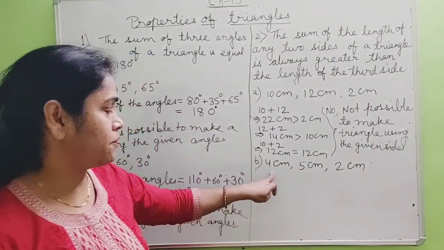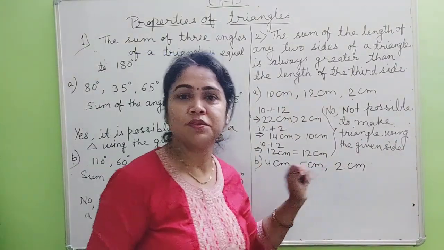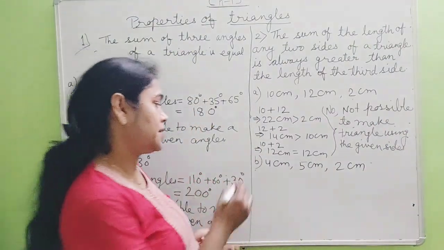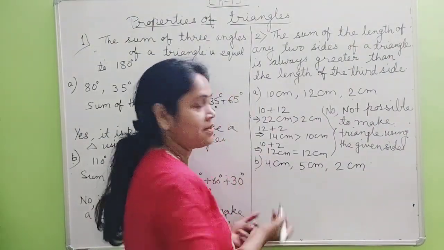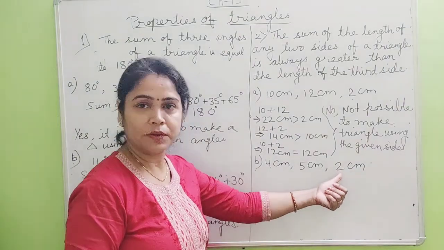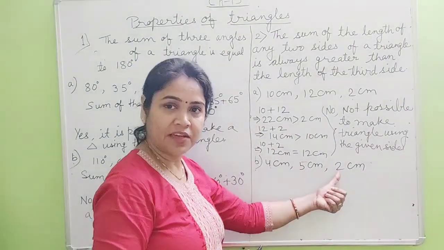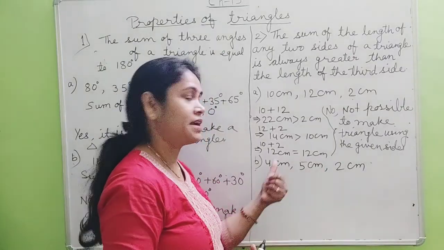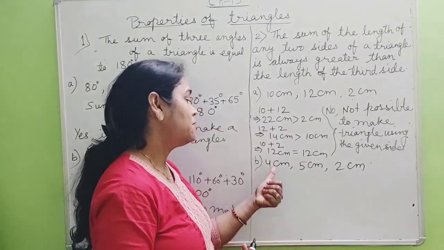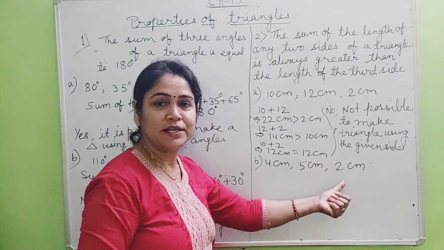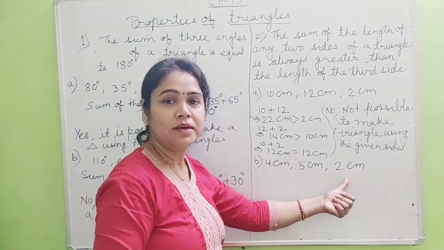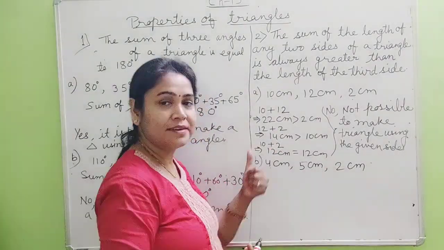Now the second question, 4 centimeter, 5 centimeter, 2 centimeter. Now we have to check again. If we add 4 plus 5, we get 9. 9 is greater than 2. Yes, it is possible. If we add 5 plus 2, 7. Yes, 7 is greater than 4. Yes, it is possible. So we will check 4 and 2. 4 plus 2 is 6. 6 is greater than 5.